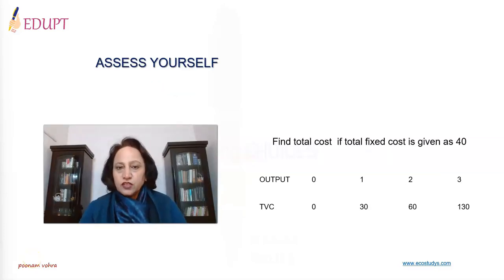Now look at this numerical. You are required to find total cost where total fixed cost is given as 40. Units produced and total variable cost are given. Units produced vary from 0 till 3 units. Total variable cost also increases with increase in units produced, that is from 0 to 30 to 60 to 130. It's simple. Just find total cost.